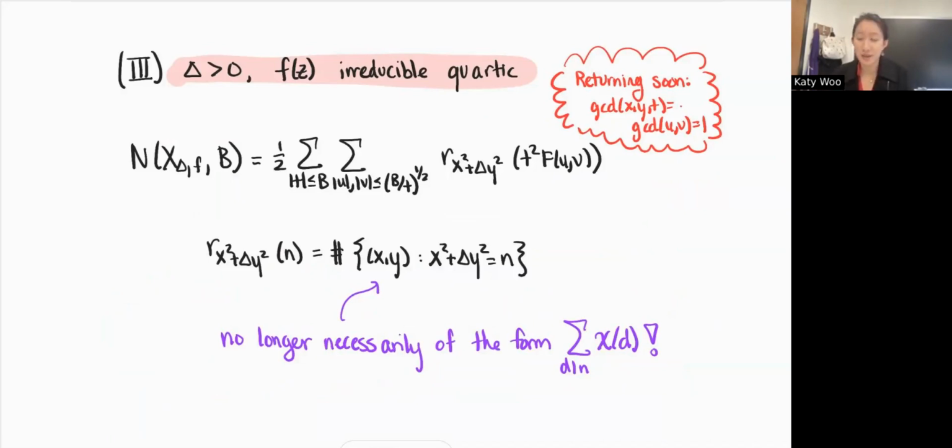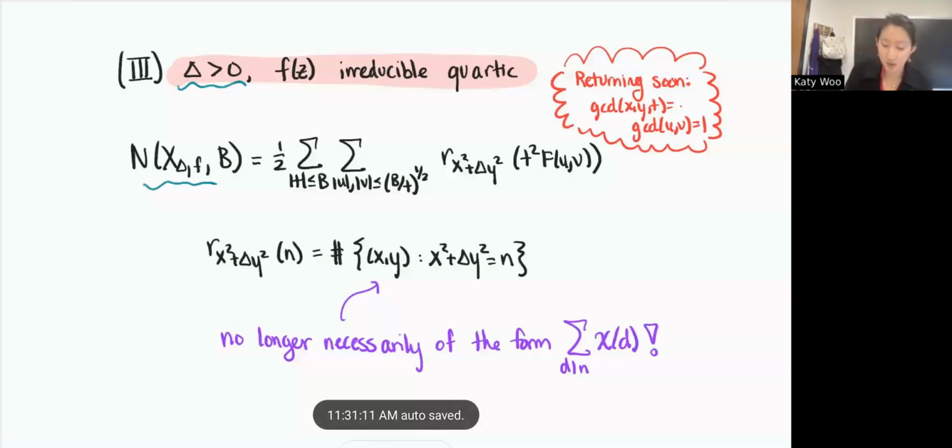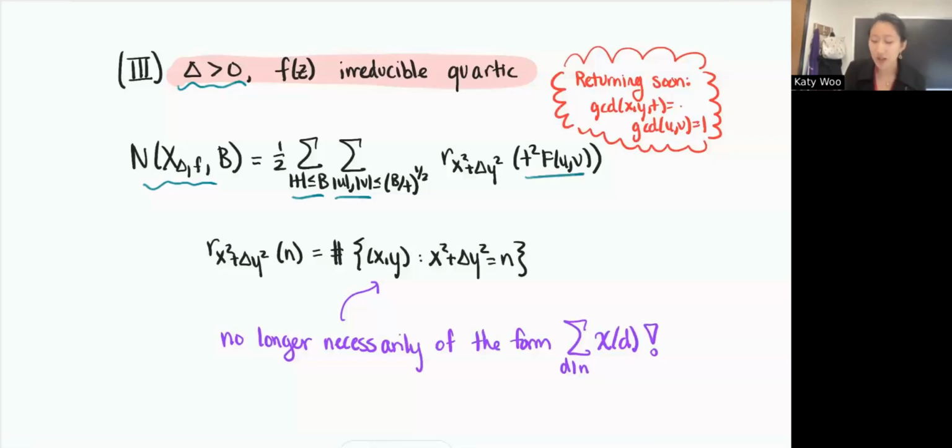Okay, so now I'm going to talk about some new stuff, which is when delta is any positive number. And so let's start again at the count. So we want to count the number of points of height at most b. And so we again look at the sum over t and the sum over u and v. And now we're looking at the number of ways of writing t squared f of uv as x squared plus delta y squared. So again, I've left out these GCD conditions, but they are returning very soon.